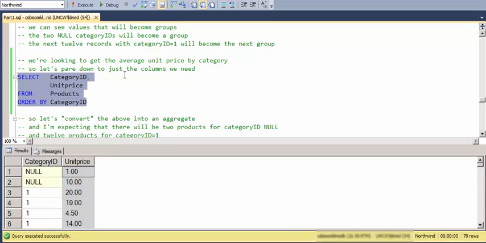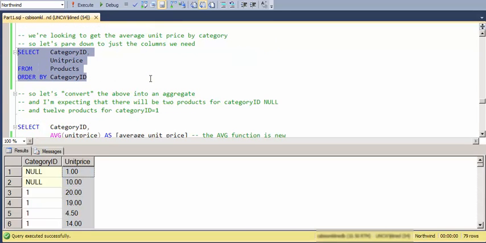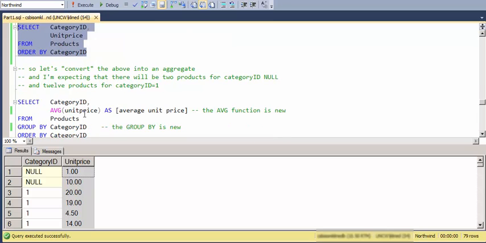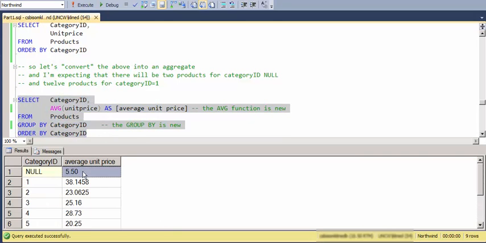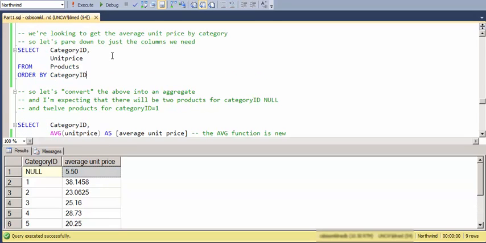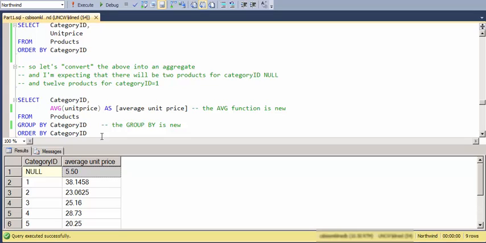So I'm going to take this and convert it into a group by. And here's the new piece. I have an average around the unit price, and I have this clause, the group by clause, and now I get that. So there we go, I got my 550. Right, so usually you have to do those two changes together. I have to add the grouping and an aggregate function, like an average, at the same time.